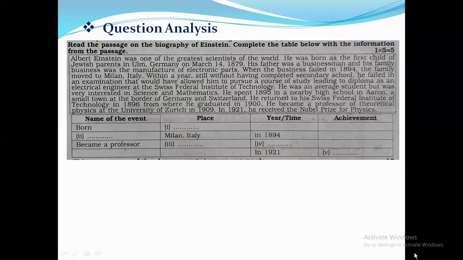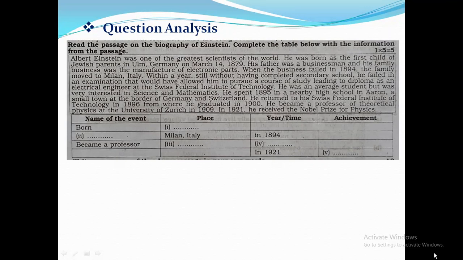Dear students, now you can see the time of question analysis. Here I have given you a question. At the very beginning, it says: read the passage on the biography of Einstein and complete the table below with the information from the passage. Then you'll get a passage, then a table. What you have to do is read the table first. Look at the keywords: name of the event, place, year or time, achievement.